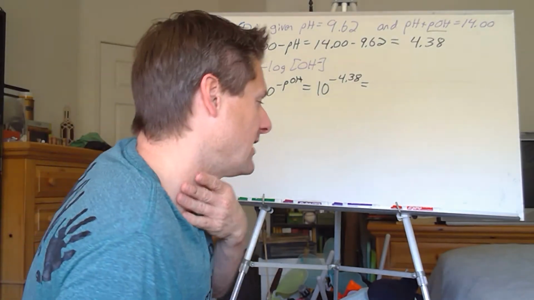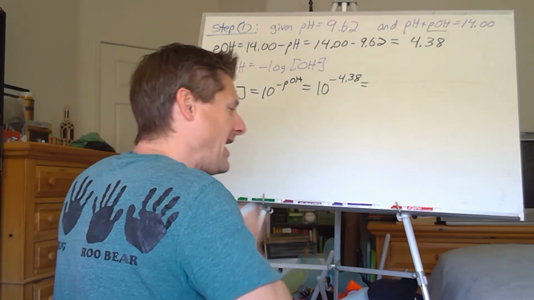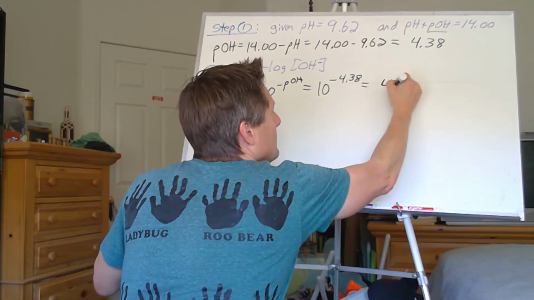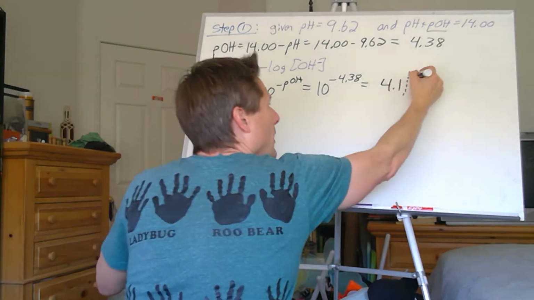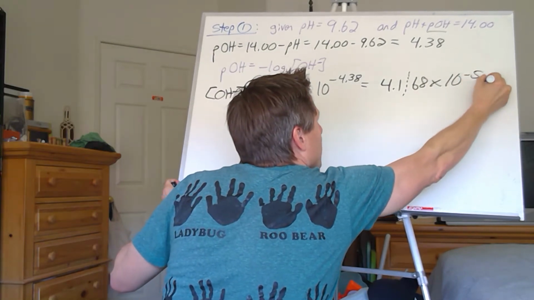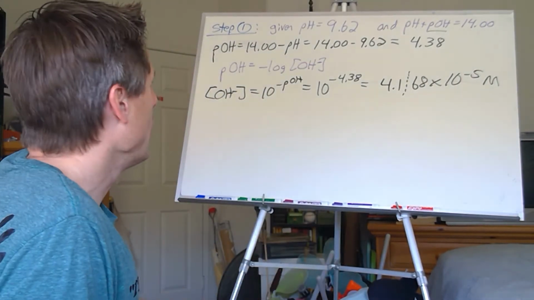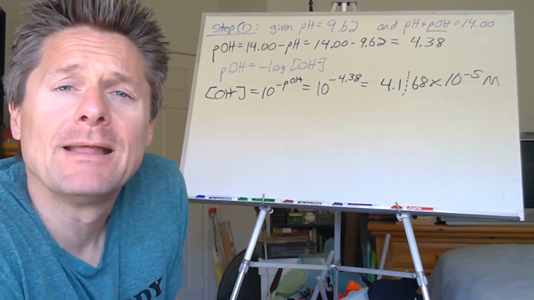So pop this out on your calculator. See what you get. 4.168 times 10 to the minus 5. So 2 decimals gives us 2 sig figs. So there's my 2 sig figs. 4.168 times 10 to the minus 5th molar. That is my hydroxide ion concentration. You can always get that from the pH.